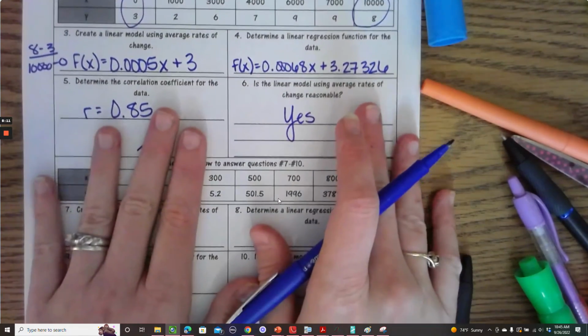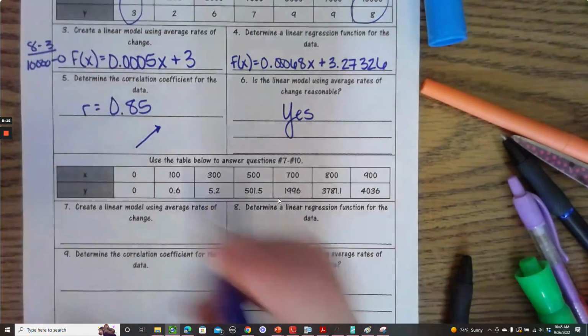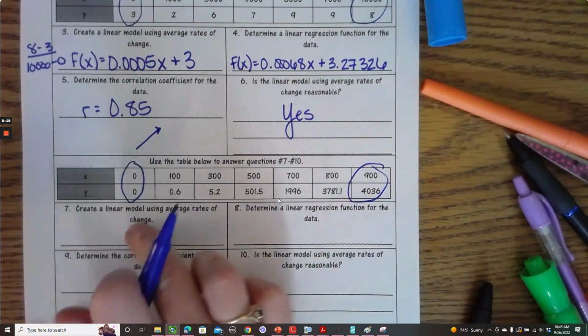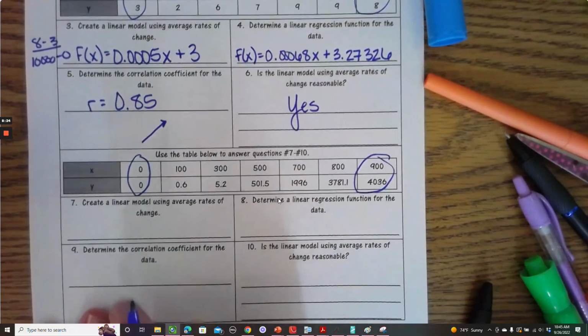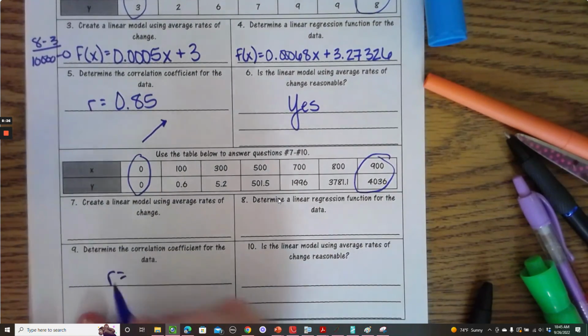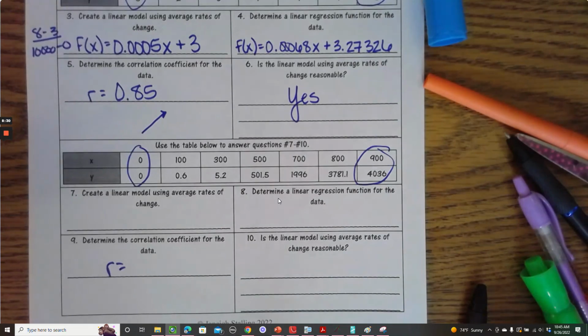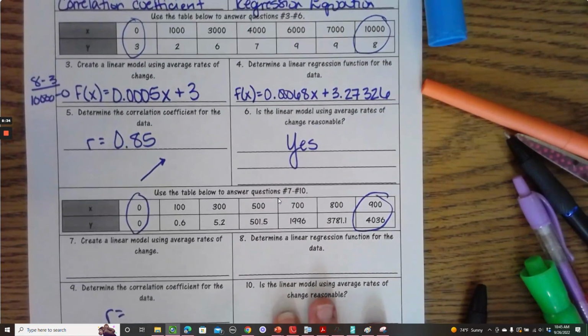So you are going to do the same thing here. You're going to do average rates of change, which is the smallest and the largest, and write an equation here. Then you're going to do linear regression for this one. Put your R value here, and then comparing your two equations, tell me, is it reasonable? Yes or no? I will. Is that good? Yes. Okay.